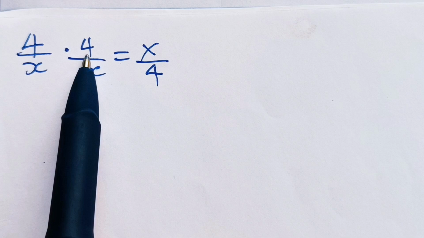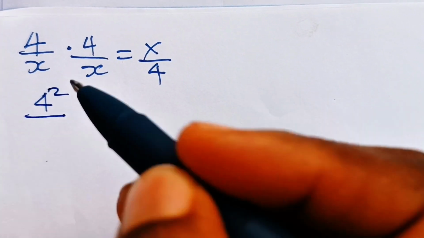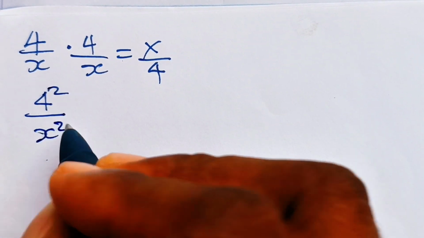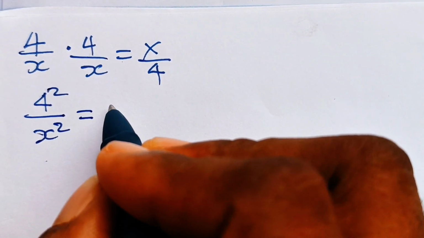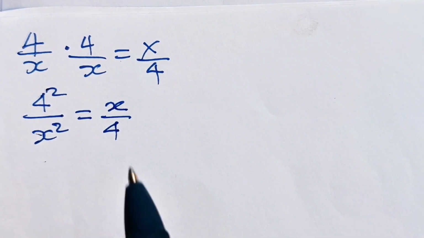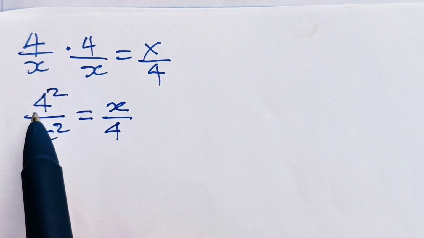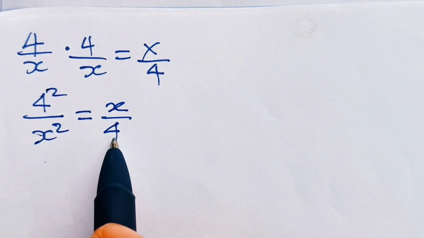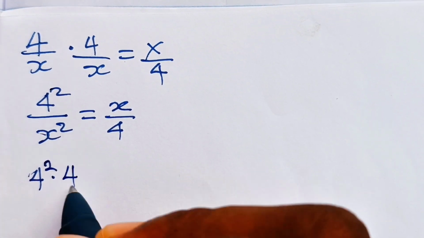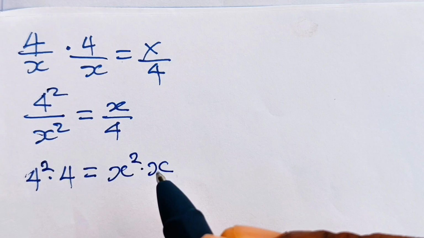Okay, 4 times 4 will give us 4 squared, right? So we have 4 squared divided by x, multiplied by x, will also give us x squared, is equal to x divided by 4. Now, if we cross multiply, then we are going to have 4 squared multiplied by 4 will give us what? 4 squared multiplied by 4 is equal to x squared multiplied by x.